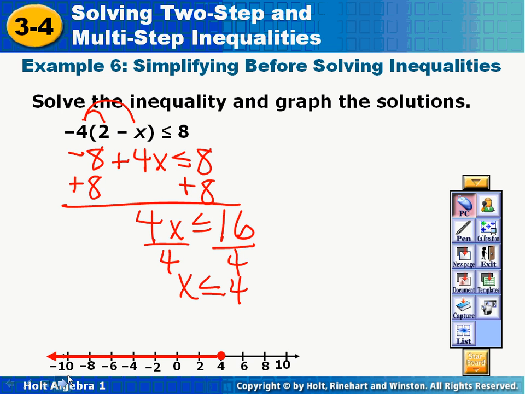And we're going to graph it. Make sure that the 4 is filled in. It's shaded to the left because it is less than.